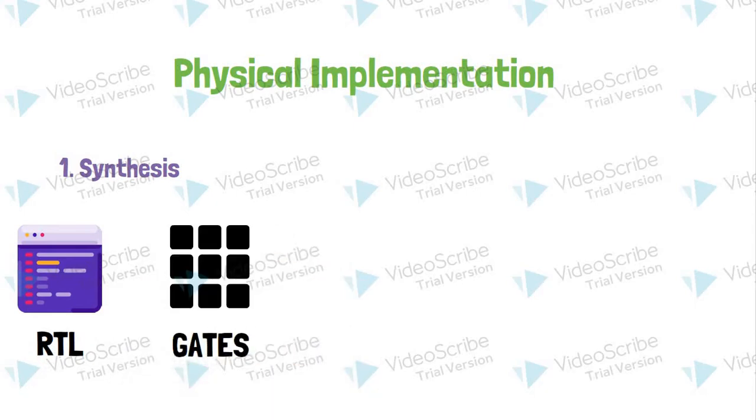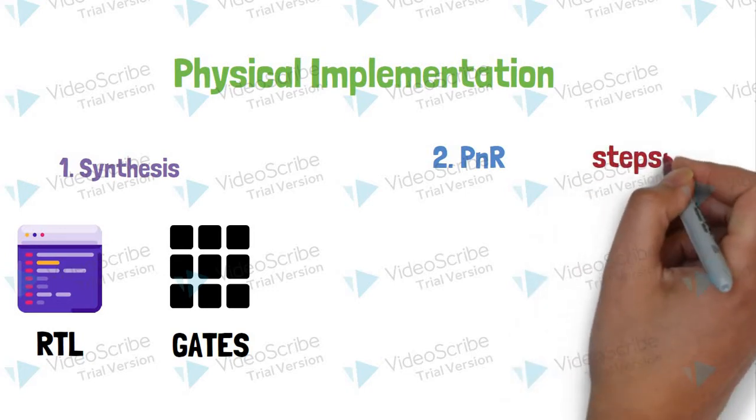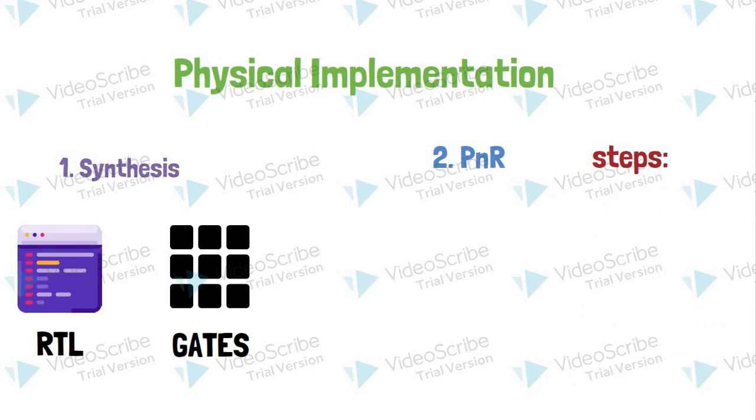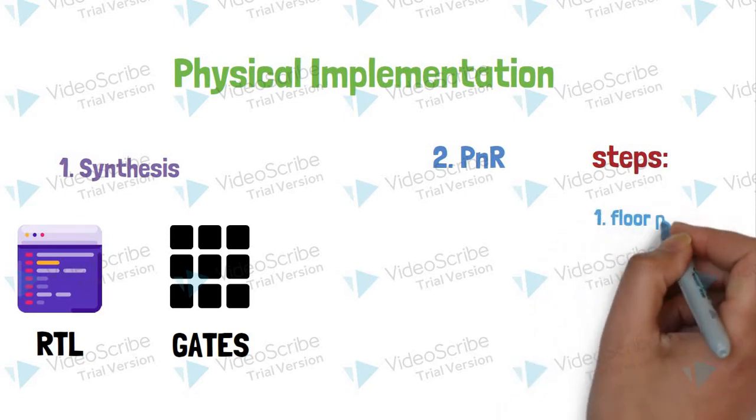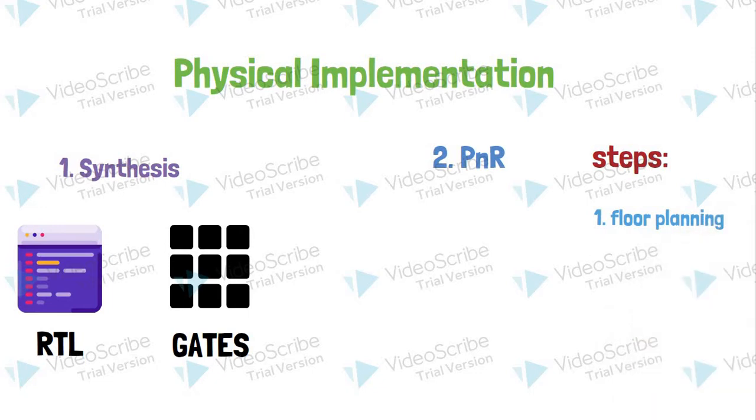optimize it. Second comes PNR, or place and route, and this stage is made out of multiple mini-steps that slowly create the chip. These are the PNR steps. First, floor planning, where we decide the sizes and area of our chip.